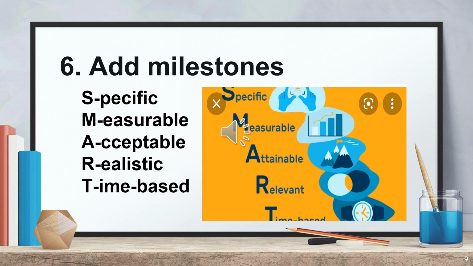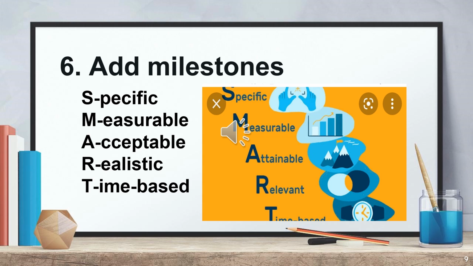Number 6. Think about your milestone within the SMART framework. Your goal should be SMART, or specific, measurable, acceptable, realistic, and time-based. When we say specific, it is clear, concise, and written in language anyone could understand.